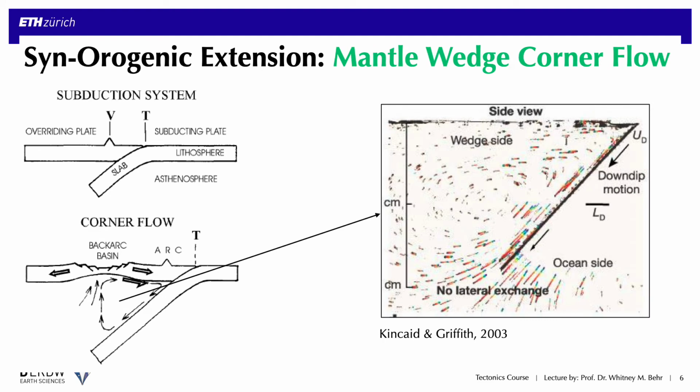Another process that's been invoked and that likely goes hand in hand with slab rollback is corner flow in the mantle wedge. There's evidence from seismic anisotropy and from analog and numerical models of subduction that the subduction process sets up a sort of circular flow pattern above the slab that can lead to further uplift, extension, and heating in the back arc that will promote core complex development.